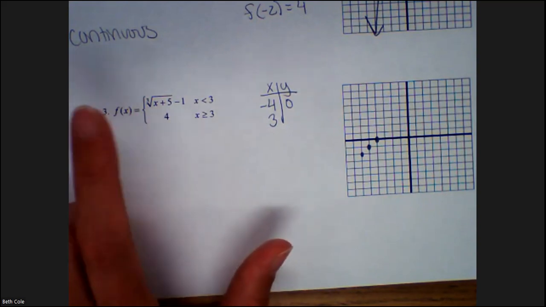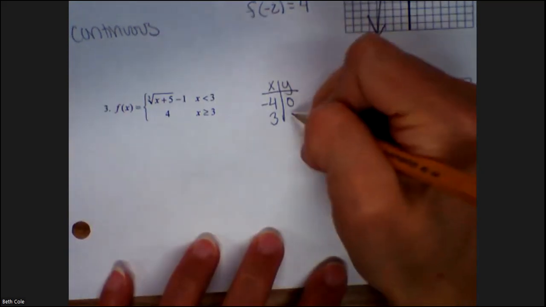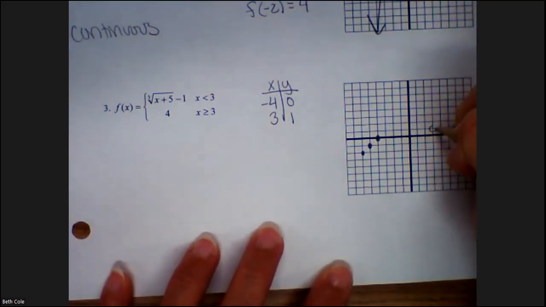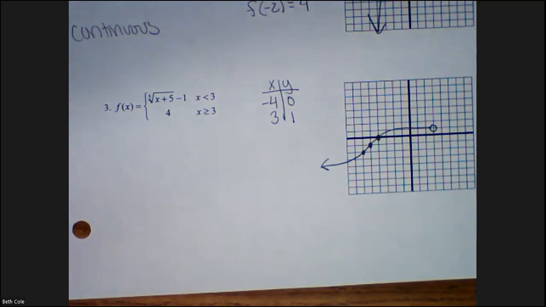That's all. Ready? 3 plus 5 is 8. Cube root of 8 is 2, minus 1 is 1. So 3, 1, but an open circle. You always need to plug in that cut point because that's where the domain is getting chopped off. So you have to decide open or closed circle. And then I cut you a break on the other one.